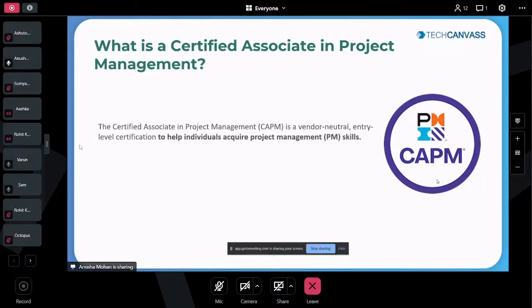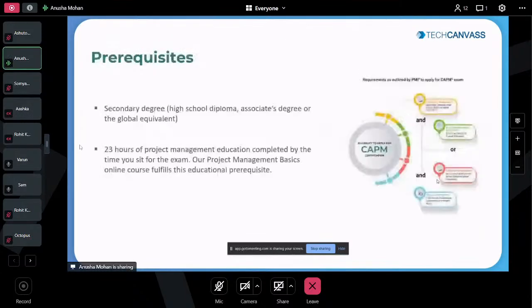So this is an overview of what exactly is a Certified Associate in Project Management. Moving on to the prerequisites for the same. Most of you know that if there's any exam, there has to be a prerequisite around that exam. So for CAPM, unlike PMP, they only have two prerequisites.